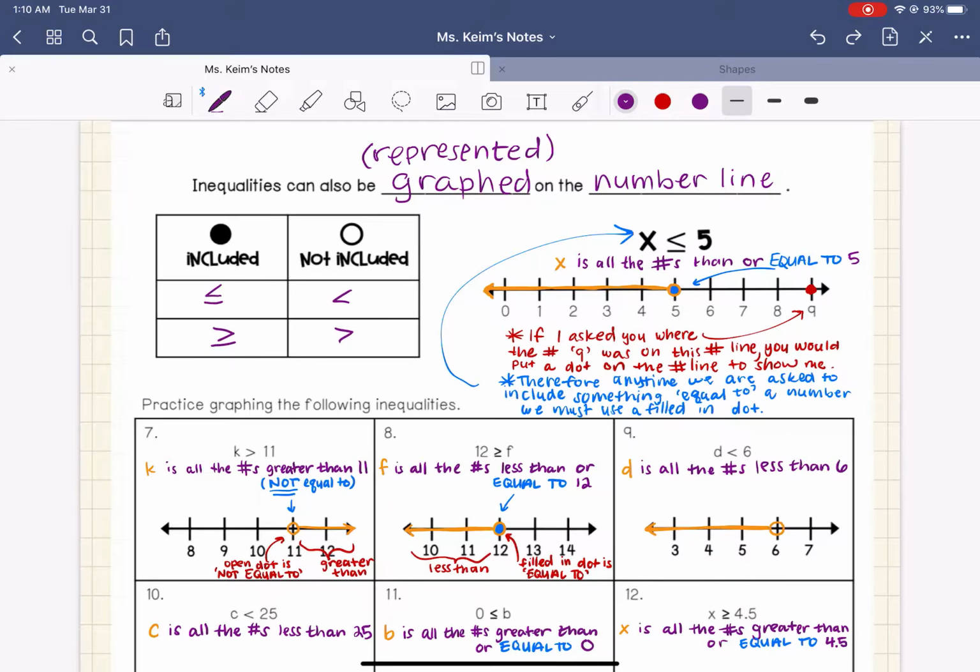Okay. On this page, it talks about graphing. I think I'm going to make a separate video about graphing because this has been kind of long.